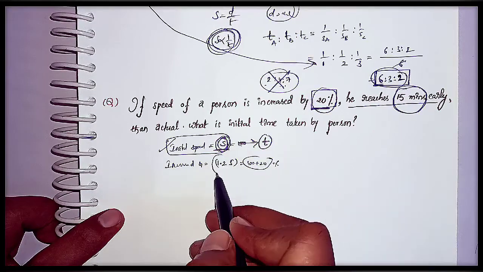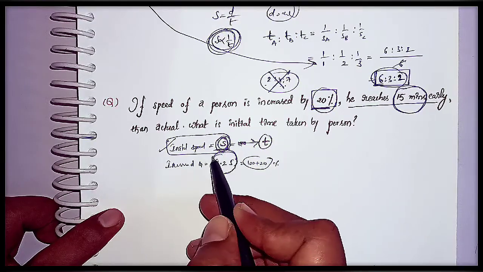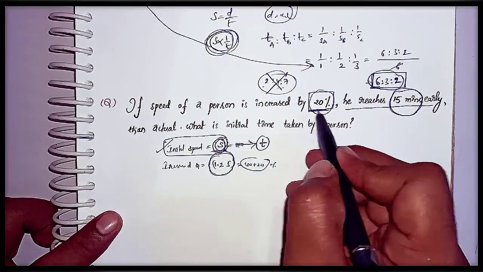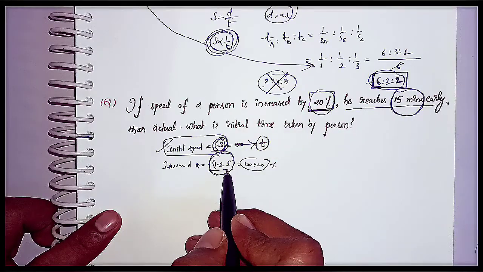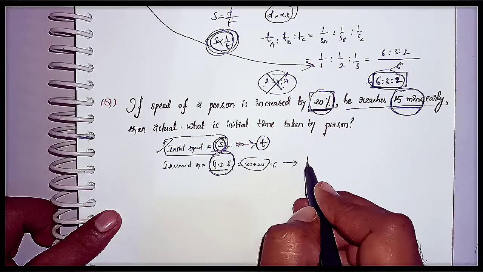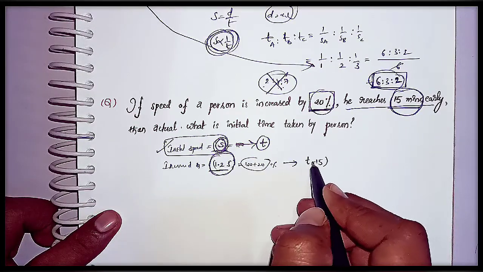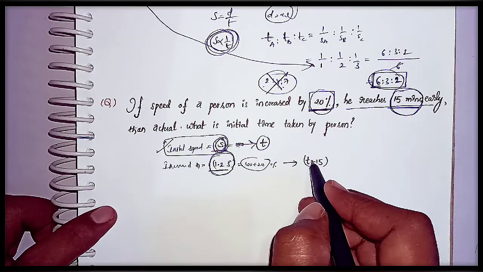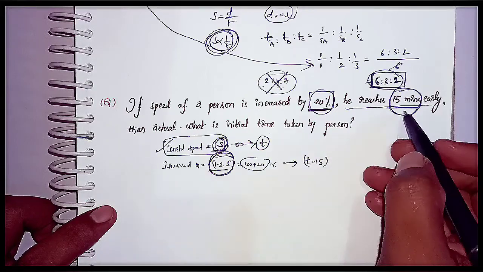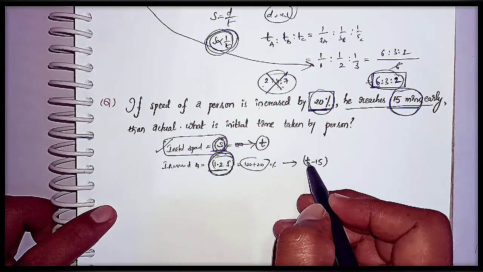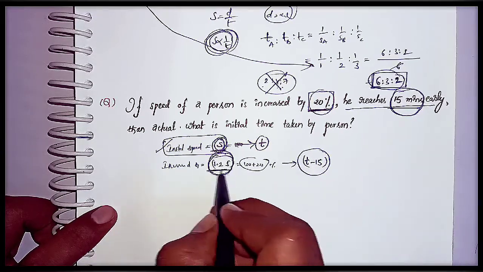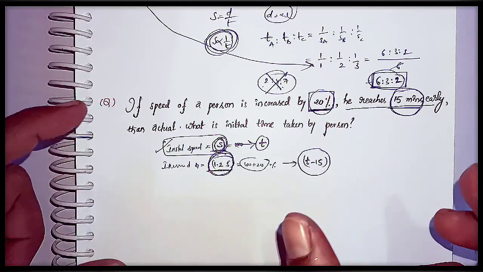But if he wants to reduce his time, he has to increase the speed. If he increases the speed, he will reduce his time to travel home. Yes or no? So he increased his speed by 20%, that is 1.2 s. Then he reaches 15 minutes early. 15 minutes early means the total time taken is t minus 15. The total time taken is t for speed s. As he is increasing his speed, he is reducing his time by 15 minutes. The total time is t minutes minus 15 minutes. This is the time taken by the person when he increases the speed by 20%. Up to here, are you clear?